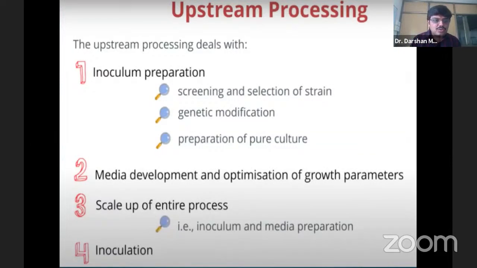So what you try to do is prepare the inoculum. How will you prepare it? You will perform the screening, you will perform the genetic modification, and you will prepare the pure culture. Now you try to develop the media and optimize the process. Once the things work out, you scale up. That means earlier you made 50 ml, 100 ml, now you are reaching up to 500 ml, and up to 1 liter. Ultimately, you inoculate that into the fermenter. All this activity is basically known as the upstream process. I hope the words are clear in your mind, everyone.